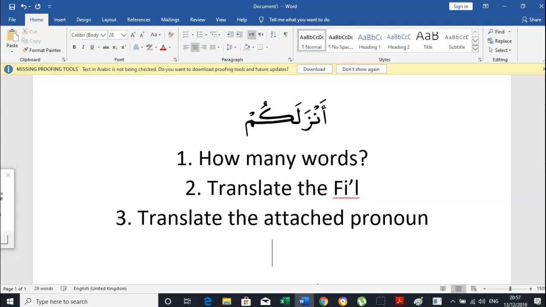Sometimes you won't have an attached pronoun. That's fine. If you don't have one, you don't have one. But just be sure. So how many words? If it's only one word, then obviously you can only translate one word. If you have two words coming together, you have to realize that. So anzalakum is two words. Let me translate the fi'l first, which is anzala, which means he sent down, and then translate the attached pronoun.